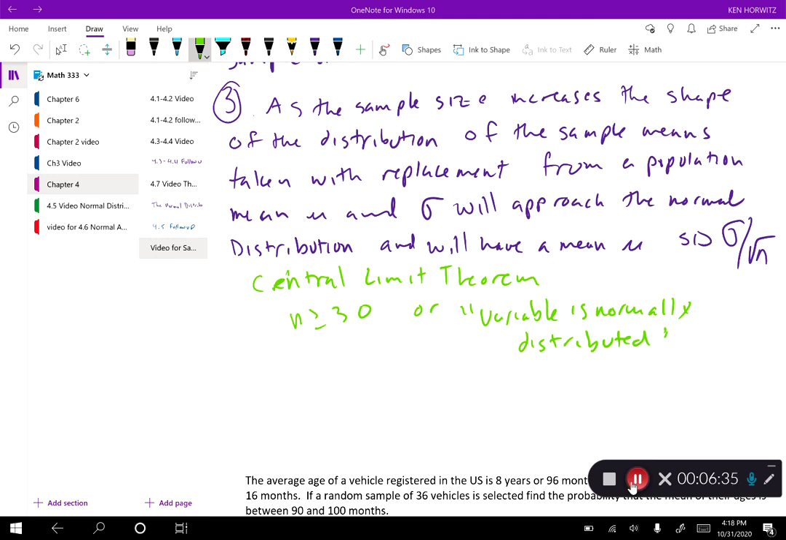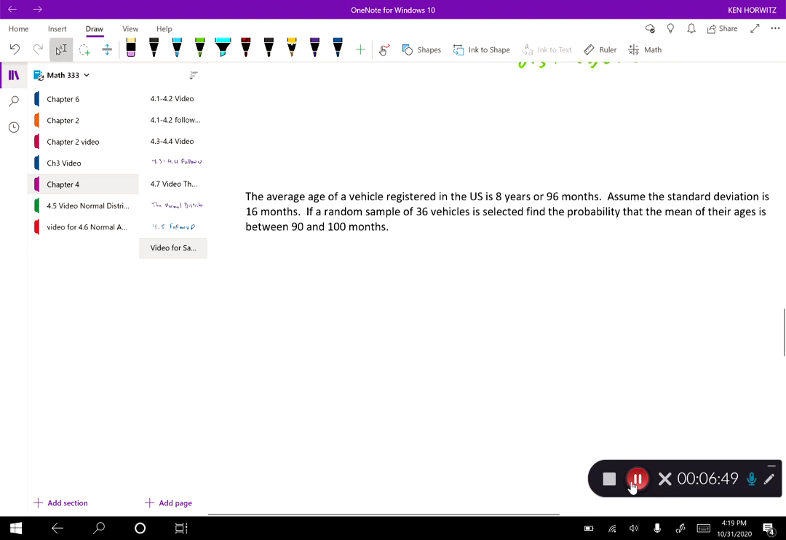All right, so now we're going to go through two problems. And I hope that these two problems are really going to highlight when we're going to use the central limit theorem and when we're just going to do our regular normal distribution kind of techniques. So let's take a look.